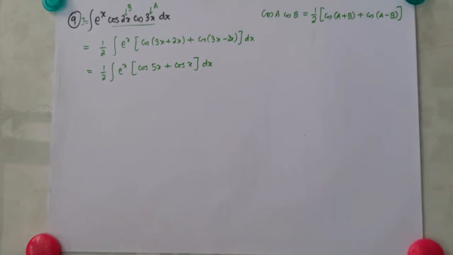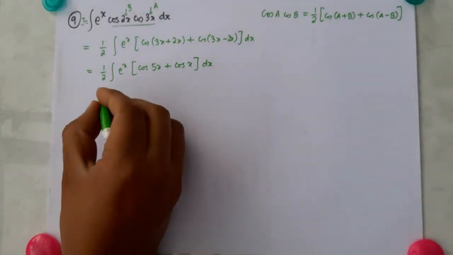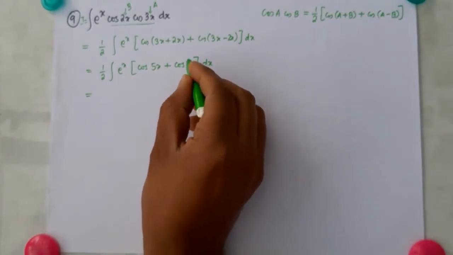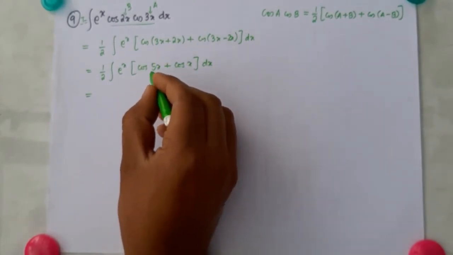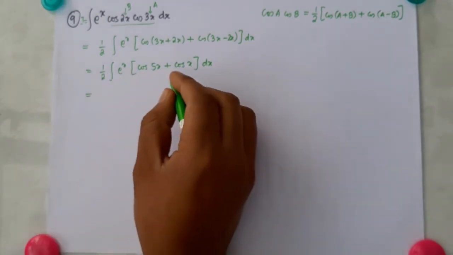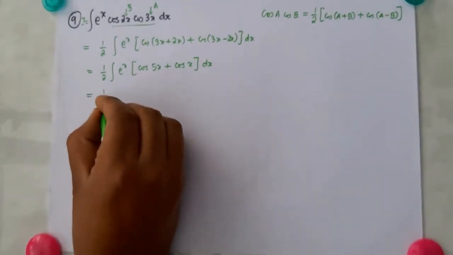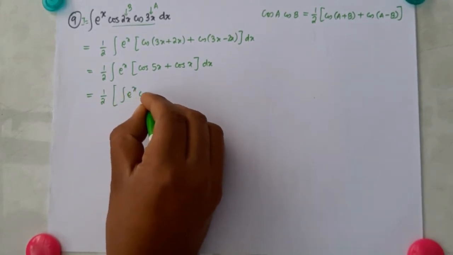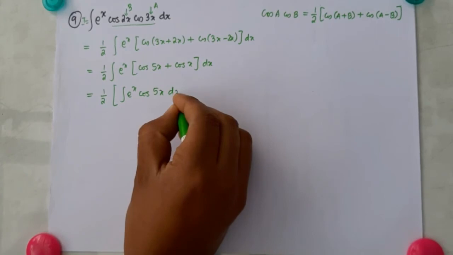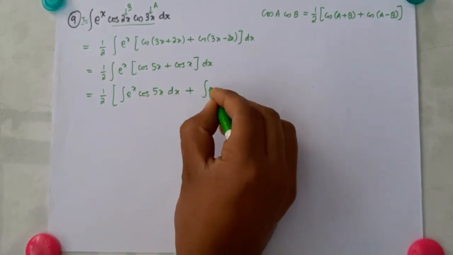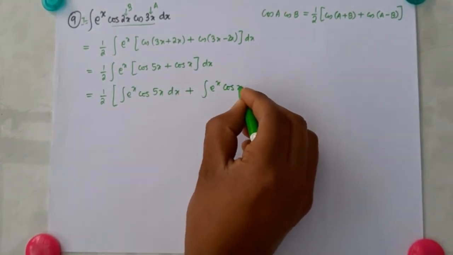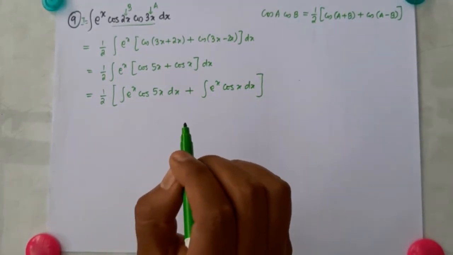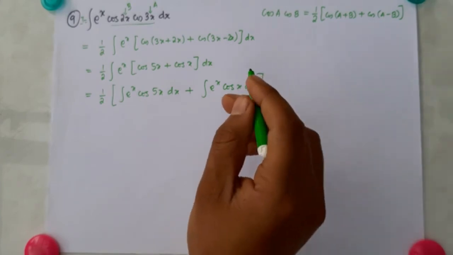Now here what you can do is, you know that if you take 1 to be f, you won't get f dash. So this will not fall under the first thing that we learnt today. So for that you have to write this as integral e to the power x cos 5x dx plus e to the power x cos x dx. Now this falls under the second kind of formula, the formula which I used just in your question number 8.